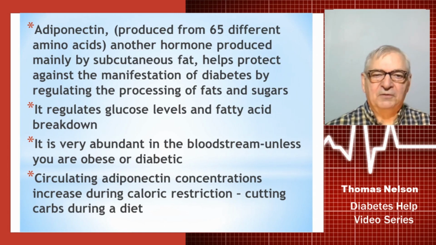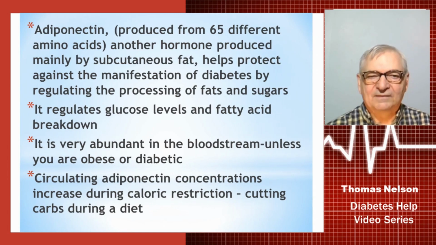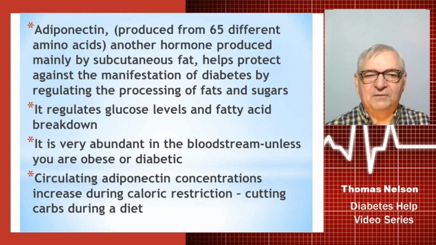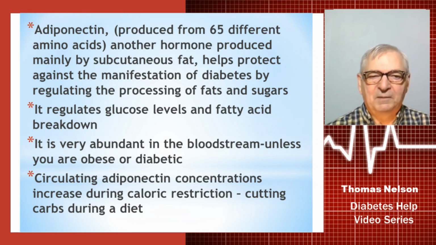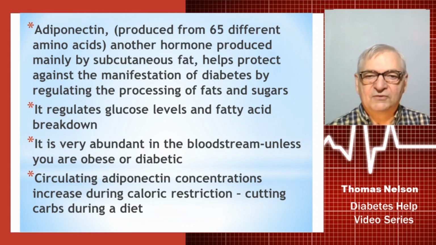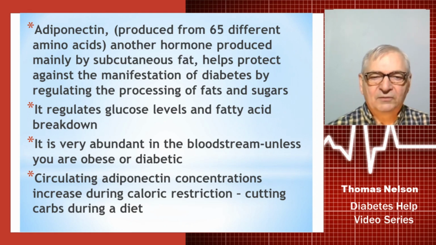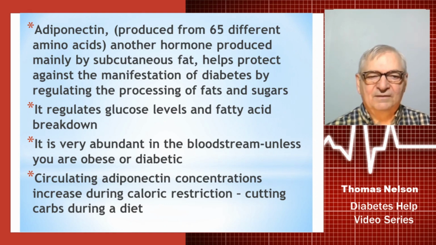Adiponectin, which is produced from 65 different amino acids, is another hormone that's produced mainly in that subcutaneous fat. It helps protect against the manifestation of diabetes by regulating the processing of fats and sugars. It regulates glucose levels and fatty acid breakdown. It is very abundant in the bloodstream unless you are obese or diabetic. Circulating adiponectin concentrations will increase during caloric restriction.